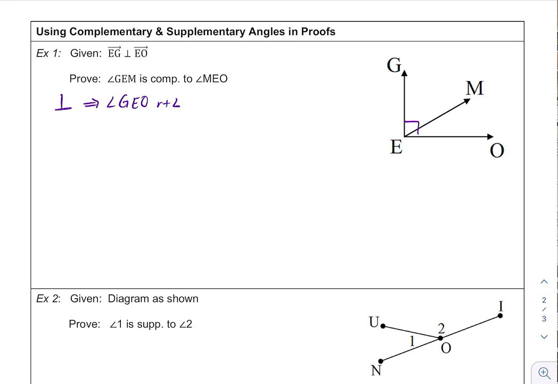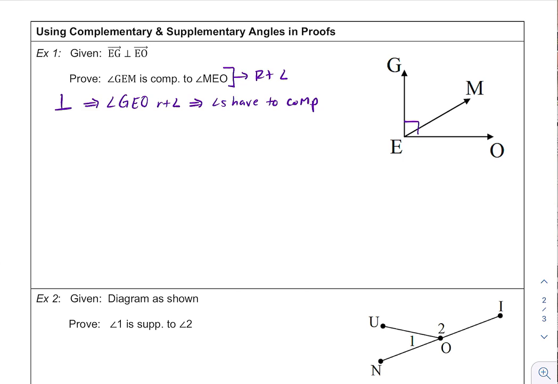Well, angle GEM and MEO, what do I know about them? Those two angles are a part of my right angle. So that means that those angles have to be complementary. Since they are the two angles that make up my right angle, they have to add up to 90, even though I don't know what the measurement of them are. They have to be complementary. So in order to show that angles are complementary, we need to first show that those angles are inside of a right angle.